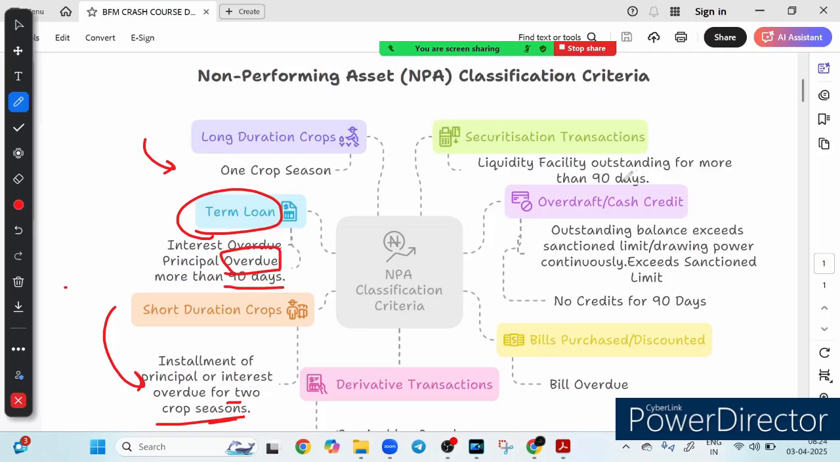And then we have OD and CC accounts. What is the meaning of OD and CC account? You know it very well, that if the overdraft balance exceeds the sanction limit, this is called out of order. So remember, the keyword here is out of order.